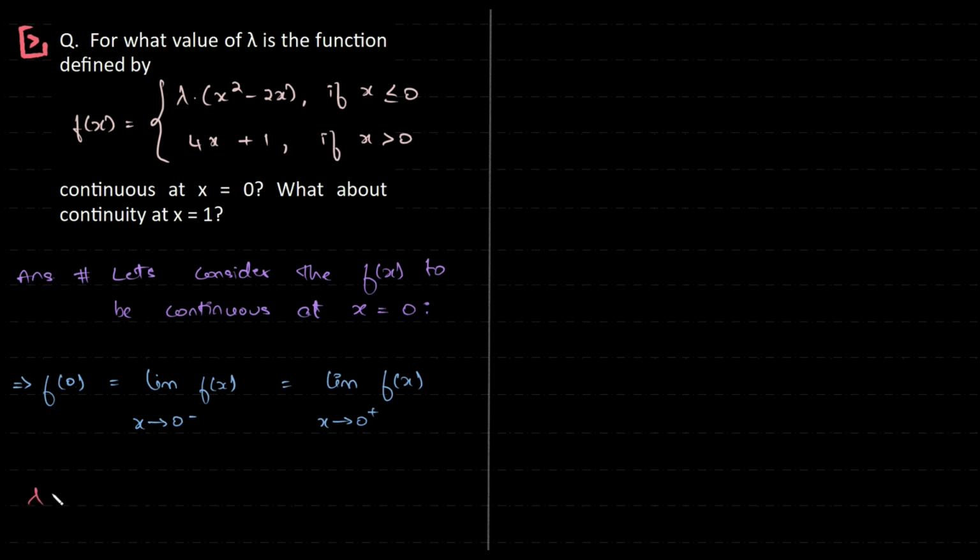Now when I substitute, I have the following scenario. All I have to do is consider what's happening in the different scenarios. At f of 0 we have this expression, the left hand side is the same expression, while the right hand side is a different expression, 4x plus 1.